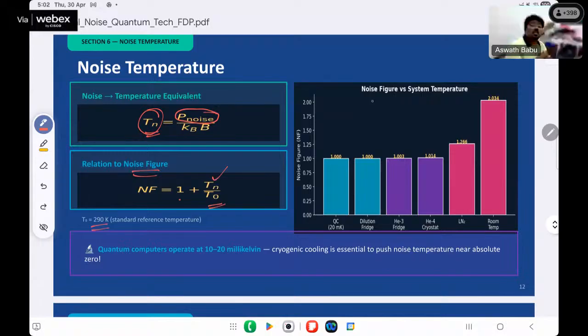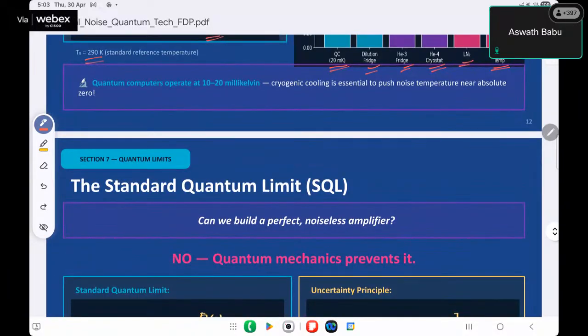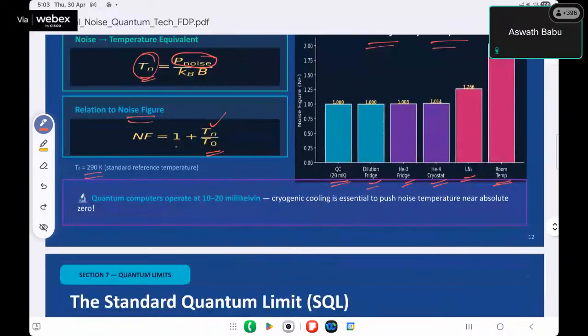Here, noise figure versus system temperature is a comparison histogram we have given. In the case of quantum computing, which is done at millikelvin cryogenic temperature, this is the noise figure given. If I use a dilution refrigerator, a helium-3 fridge, again cryogenic, or a helium-4 cryostat, these are the kinds of noise figures I have. If I increase to a little higher temperature, the noise figures increase. At room temperature, the noise figure is much higher. Basically, we are quantifying the noise in terms of temperature.